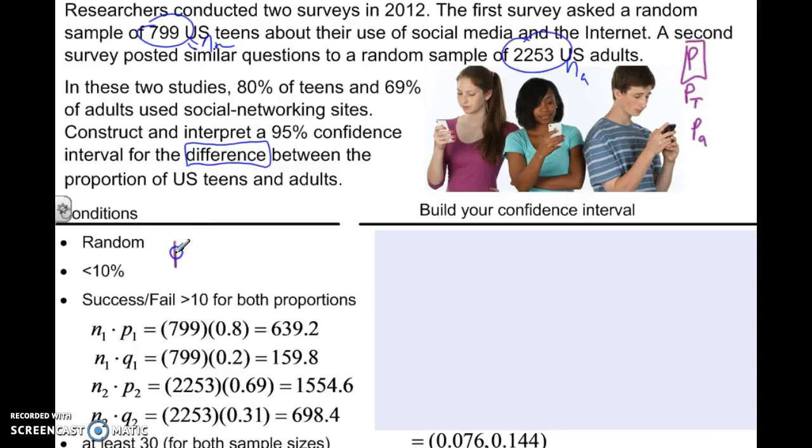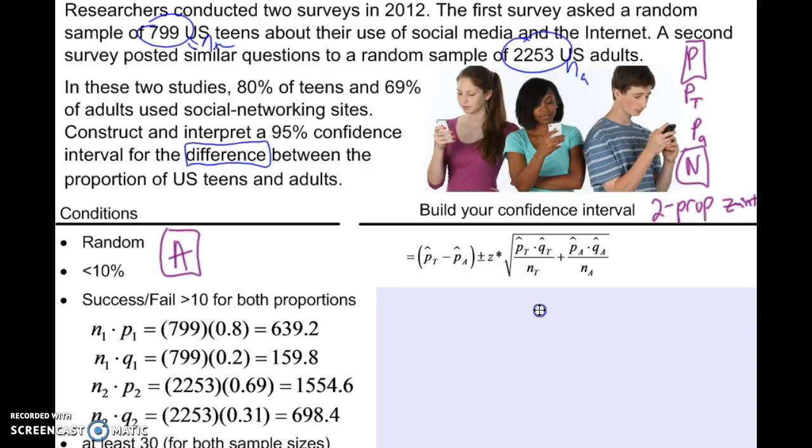A, these are all the assumptions and conditions for PANIC. N is name the test. In this case, it would be called a 2-prop Z interval. Then I, for PANIC.